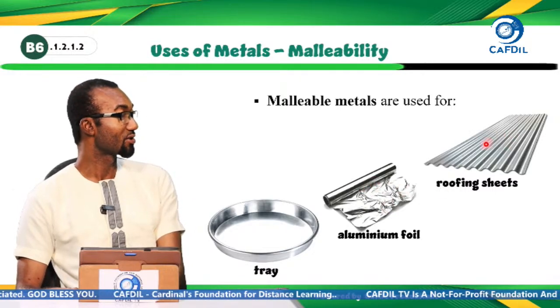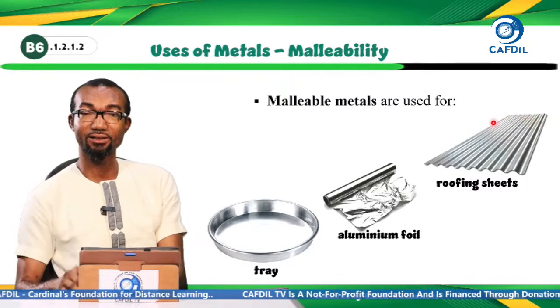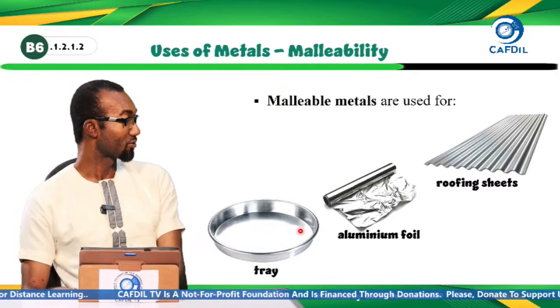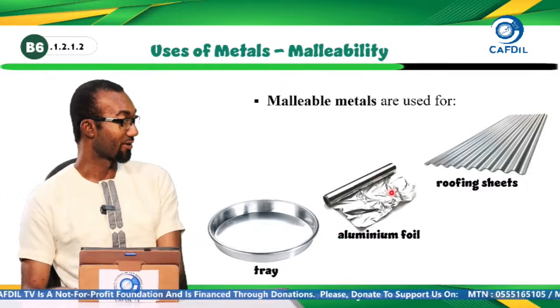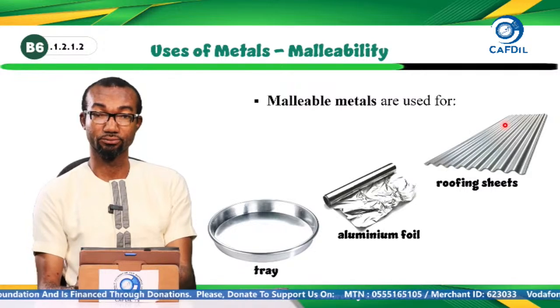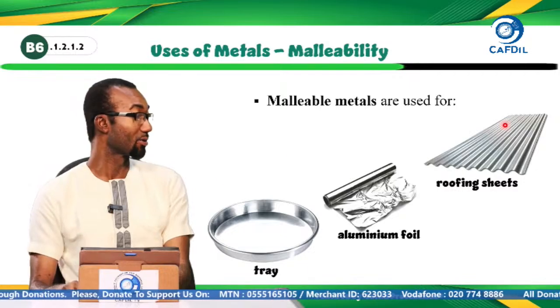We can also use it to make roofing sheets because we can beat metals into sheets. So some market women use this to sell. We can use this to wrap food. We can use this to roof our buildings. So because metals can be beaten into sheets, these are some of the uses.